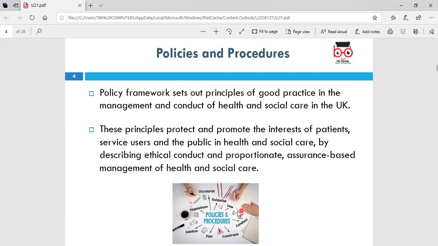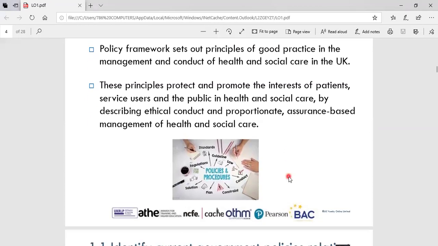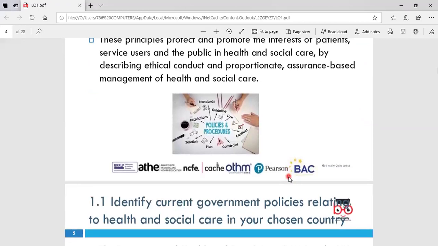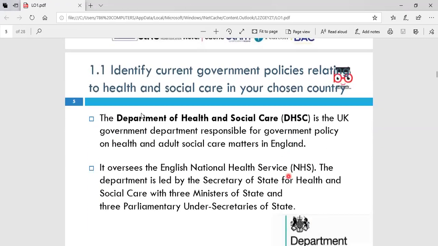So in the policies and procedures, you'll have guidelines, you'll have laws, you'll have how to conduct these, you'll have constraints, you'll have different plans, you'll have different solutions, you'll have regulations, you'll have standards. All of these come within policies and procedures. So these principles will protect and promote the interests of the patients, the service users, and the public in health and social care. And this is by describing ethical conduct and proportionate assurance-based management of health and social care. So whatever you do, ethical conduct should be there within your practice. This is just to assure that whatever practices are in place, they're ethically designed.